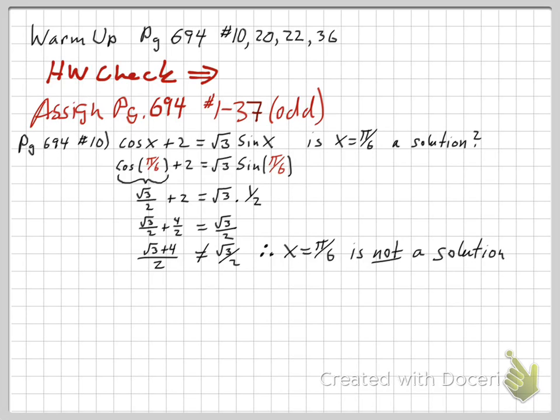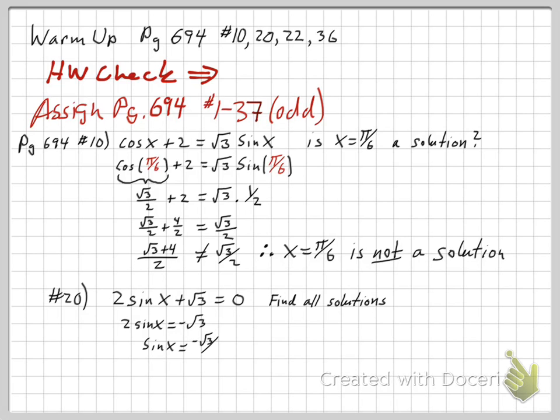Okay, let's move on to the next problem, number 20. Find all solutions. Okay, this one is pretty straightforward. We did these in class. What's the trick? Isolate the trigonometric expression, in this case sine x. So I subtract square root 3 from both sides, divide both sides by 2, and I get square root 3 over 2. All right, now we need to do a little bit of inverse trigonometry.